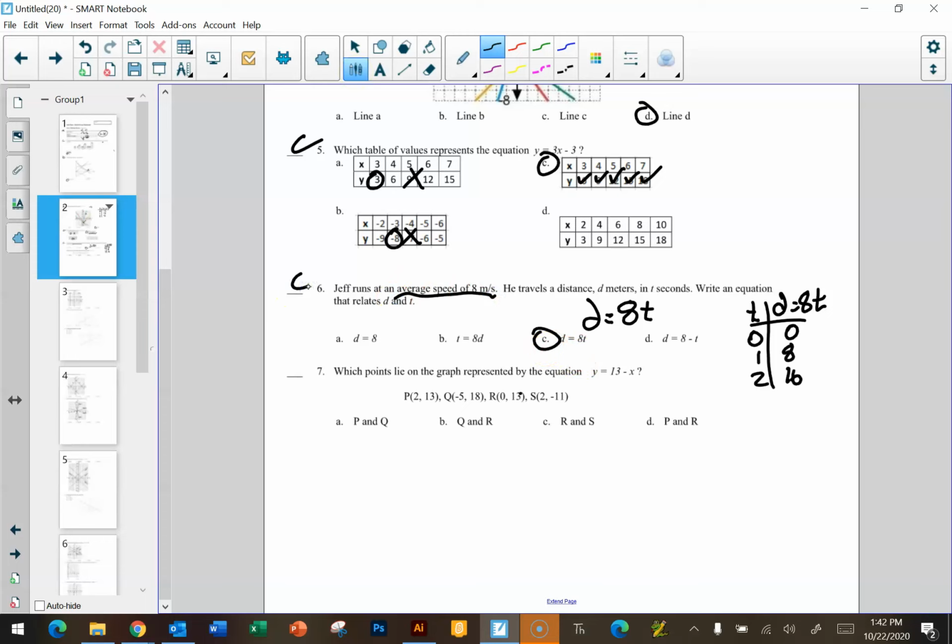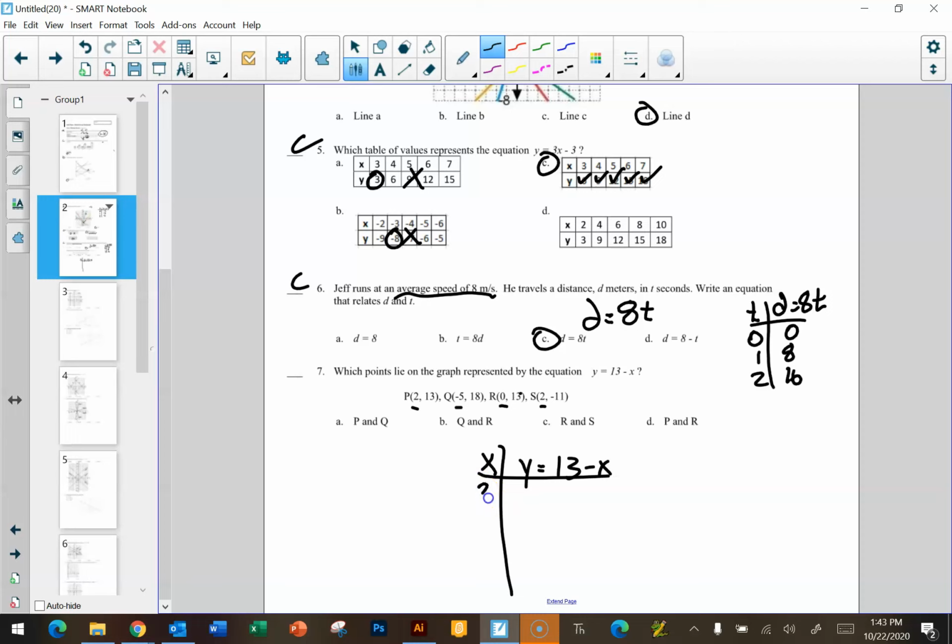Which points lie on the graph represented by y equals 13 minus x? We've got some points here that we can put on a graph, and all we need to do is substitute and find out which of these points would actually be on the graph. You could draw a graph, but it would take a lot of time. So let's just make a table of values, and sub in the values that we have for x in these points. Because if these values for x give us the other one in the brackets, then we know that it's on the line. And if it doesn't, then we know it's not on the line.